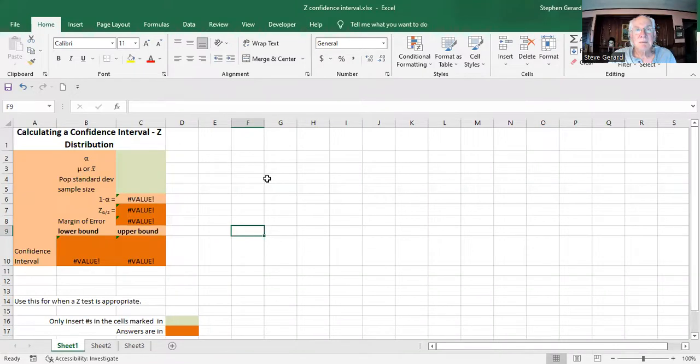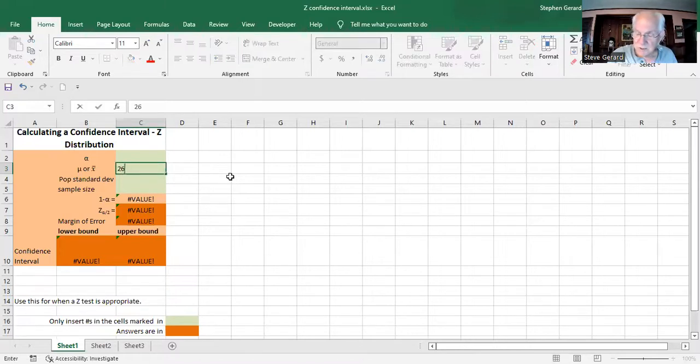But again, suppose here, what was my measure that I want to use on this? Age, for instance. Suppose my sample mean was 26.4.